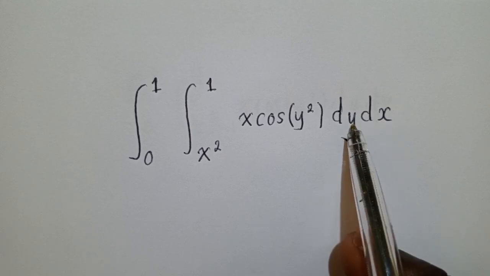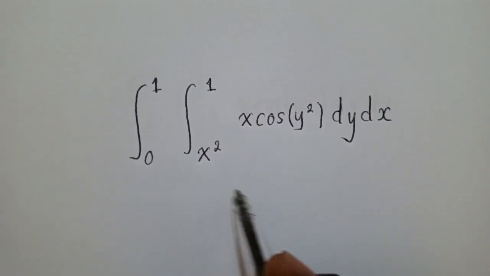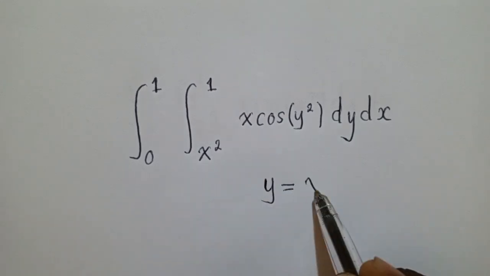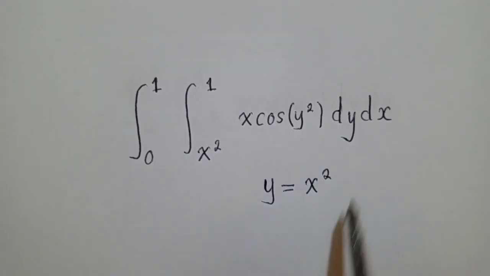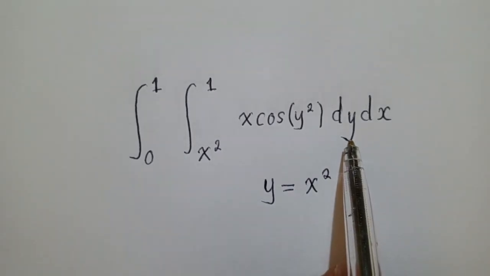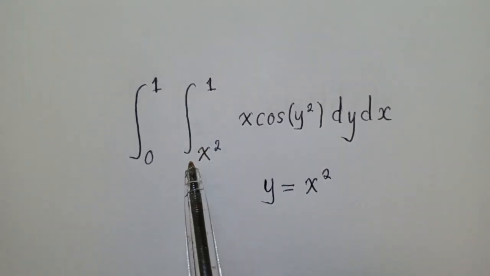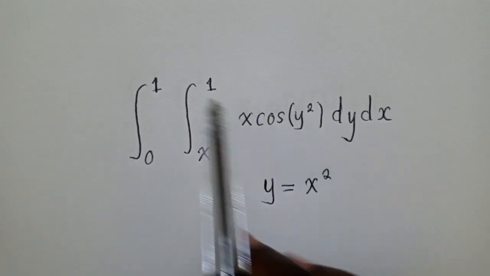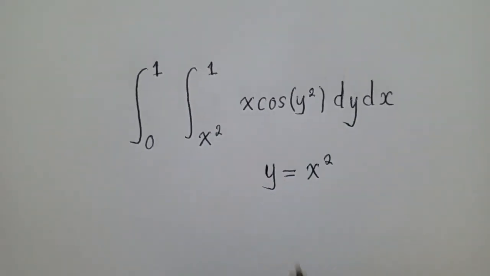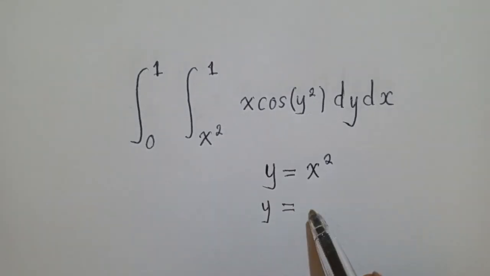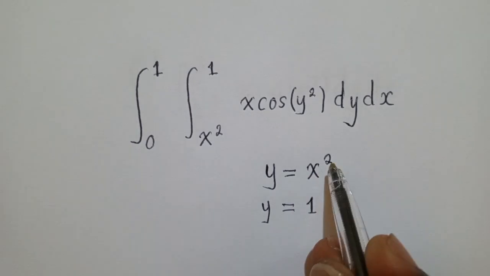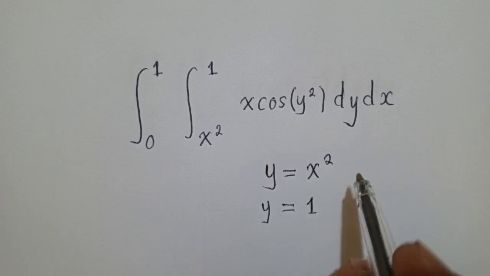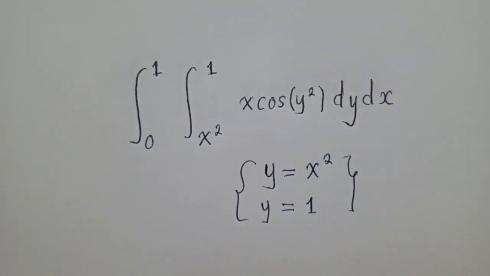Now we don't just switch, we have to graph. So we're going to say y is equal to x power 2. Look at this. We are respecting y, and the integral sign which is inside, the limit which is down here, we shall equate to y, and also this one we equate to y. So we're going to form these two equations: y is equal to x power 2, which is this one, and the other one, y is equal to 1. So we need these two equations.